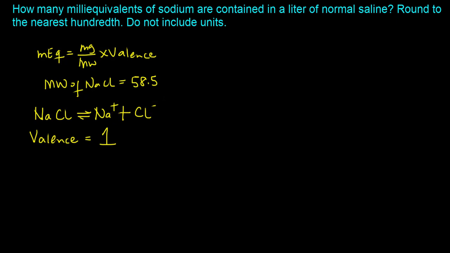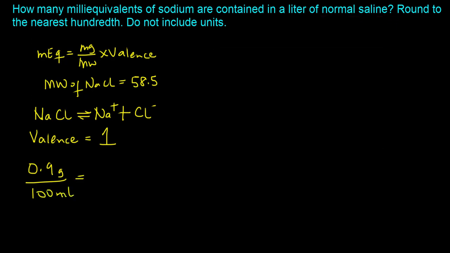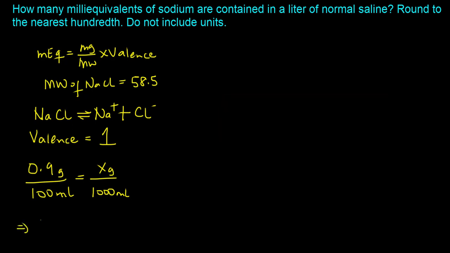Now the next term that we need is the quantity in milligrams, and so we pick that information from the word normal saline. And so normal saline implies 0.9% sodium chloride solution, which means that you have 0.9 grams of NaCl in 100 milliliters. But we have a 1 liter preparation, which actually is 1,000 milliliters. So we need to determine how many grams of sodium chloride will be in the 1 liter, which is the same as 1,000 milliliters. So we can solve for x.